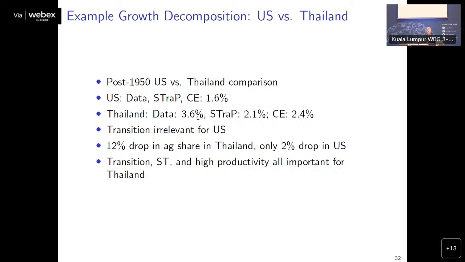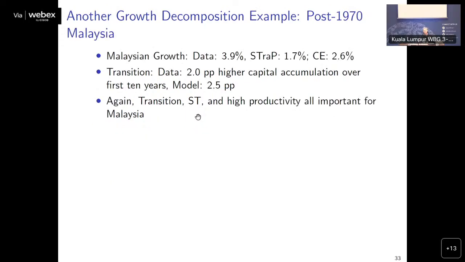Okay, I got 4 minutes, which is good. Because I want to do the second example, which may be of more interest to you. Thailand's of interest to me. I spent a lot of time in Thailand. But Malaysia, we don't have as long a time series for Malaysia. We have only from 1970 on. But from 1970 on, in the data, real GDP grows at 3.9%, even faster than Thailand.